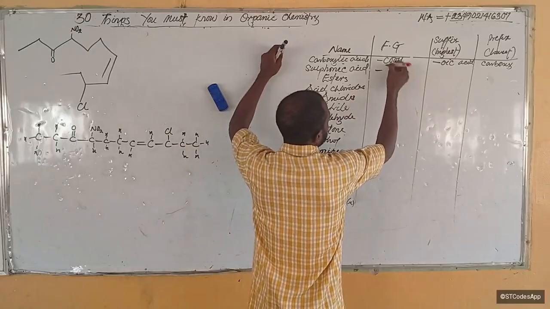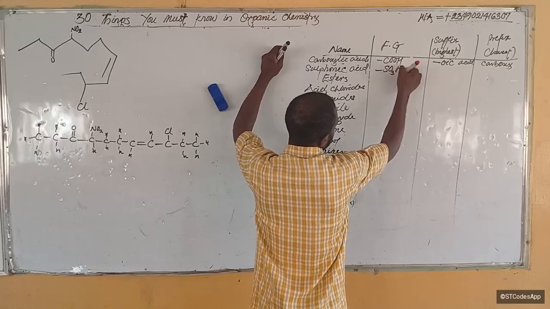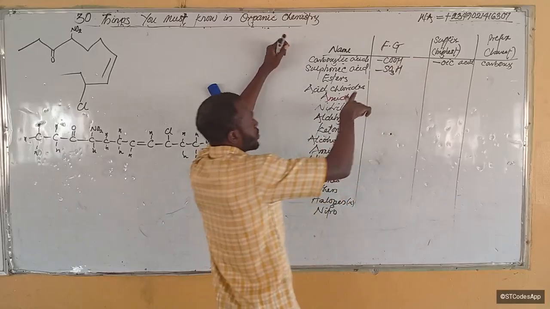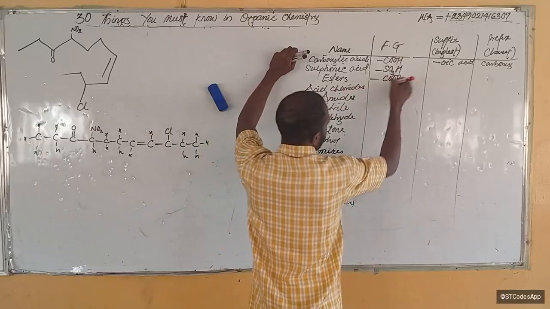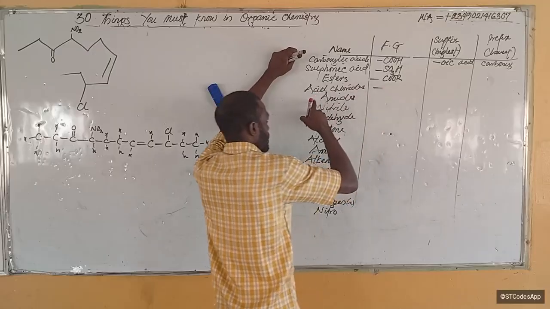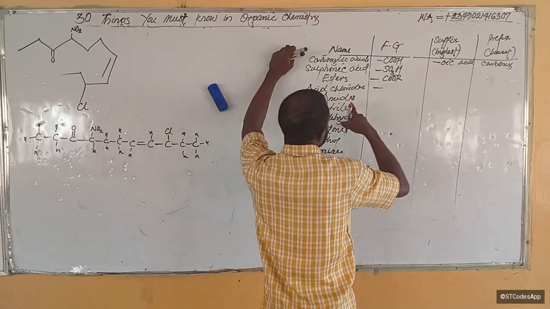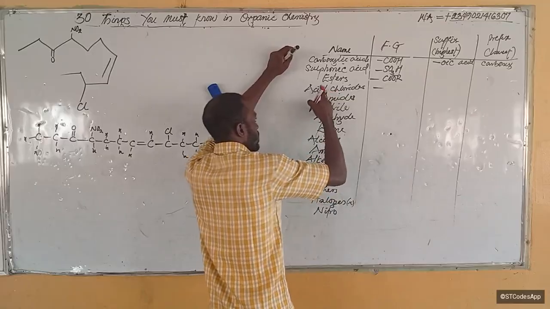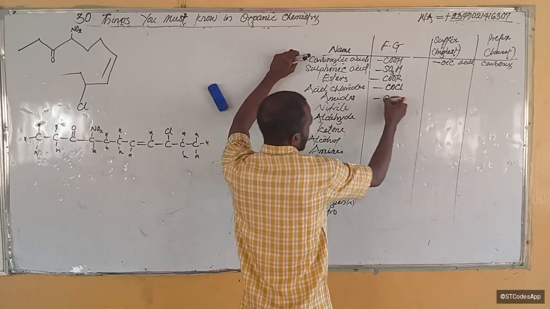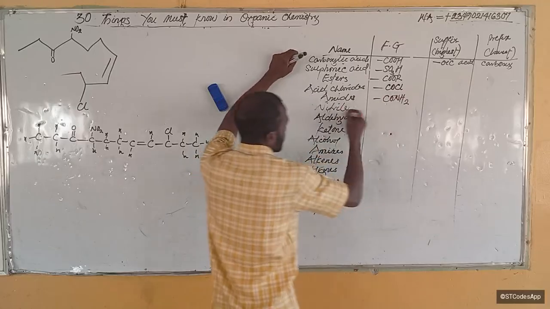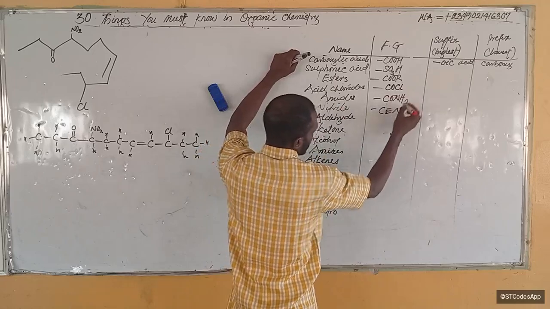So look at it here. The functional group of this one is SO3H. I think we discussed this under benzene as well. For esters, we have COR, then acid chlorides. The functional group of acid chlorides is CO, then Cl, chlorine. Amide, we have CO, then NH2. Then in nitrile, we have C triple bond N.